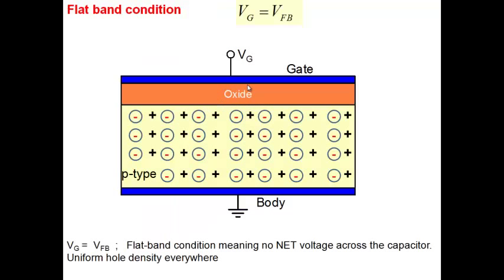Flat band meaning what? That if I ground here, and normally, even if you apply 0 volt here, you don't have a flat band condition. Flat band meaning the electron density at the surface is the same as the electron density in the bulk. The bands are flat. Normally this is not the situation because of the work function difference between the metal here and the semiconductor here. So you have to apply a voltage to create flat band condition.